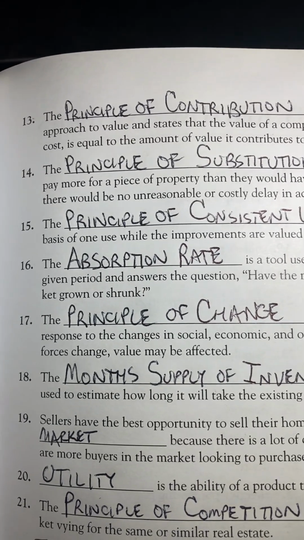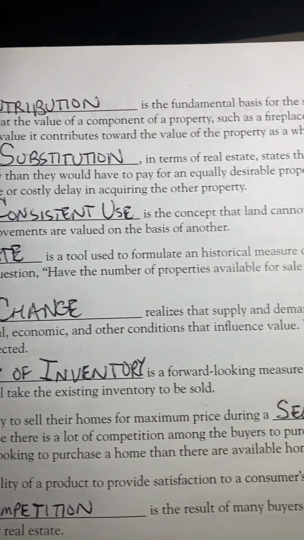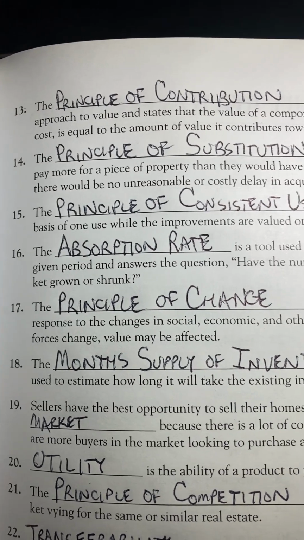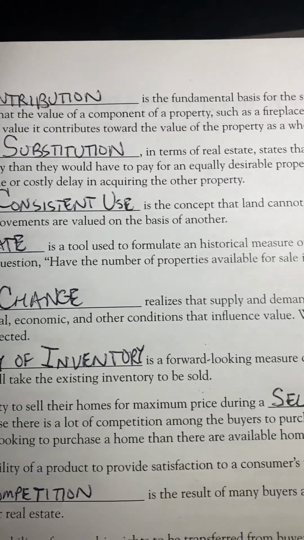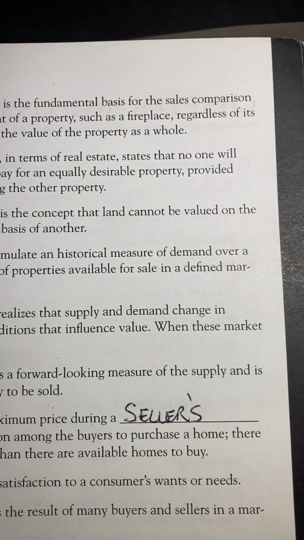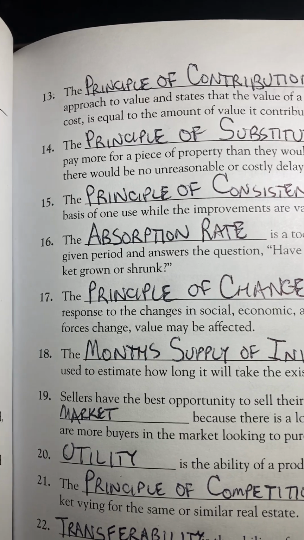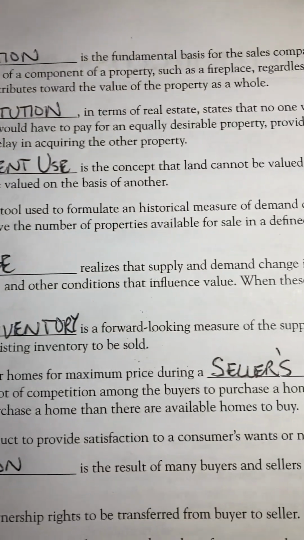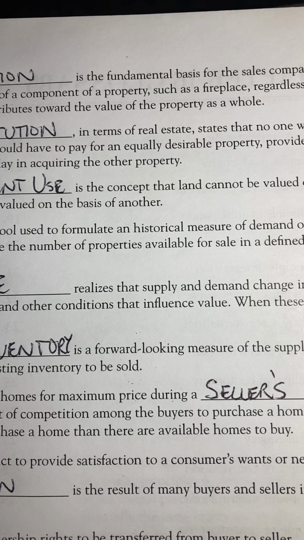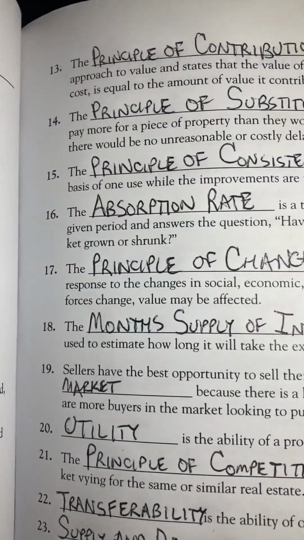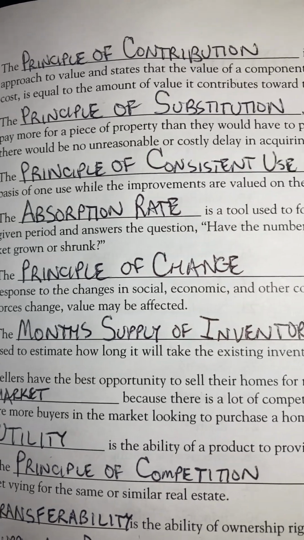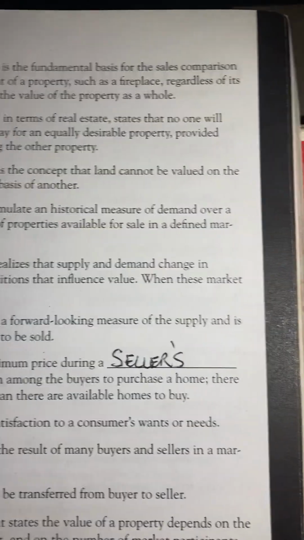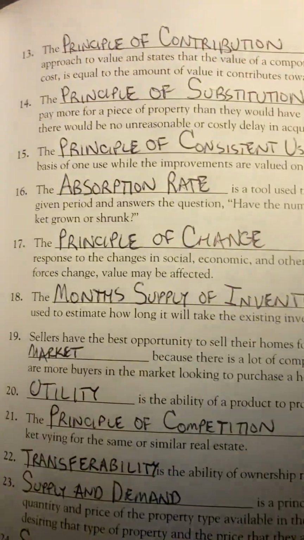Number 16, the absorption rate is a tool used to formulate a historical measure of demand over a given period and answers the question, have the number of properties available for sale in a defined market grown or shrunk? Number 17, the principle of change realizes that supply and demand change in response to the changes in social, economic, and other conditions that influence value. When these market forces change, value may be affected.